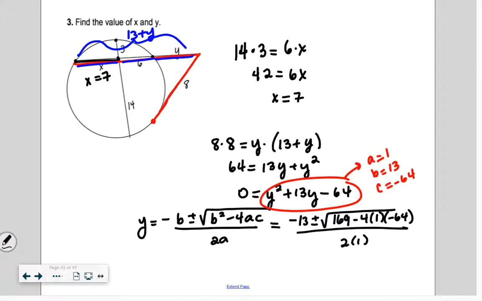All right, and we continue. So we got negative 13 plus or minus the square root of 169 minus 4 times 1 times negative 64. We end up getting 1193 under there, all over 2. And if you try to take the square root of 1193, it doesn't work. You can try to reduce it down. I don't know what goes into it. We'll just leave it as square root of 1193, or we could get the decimal versions. Do you guys like decimals?